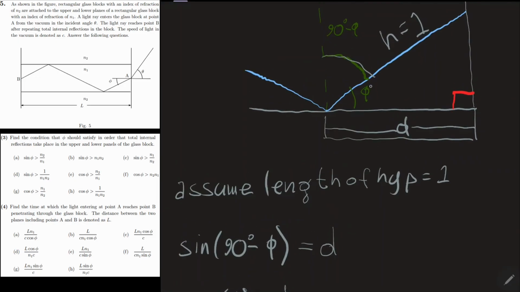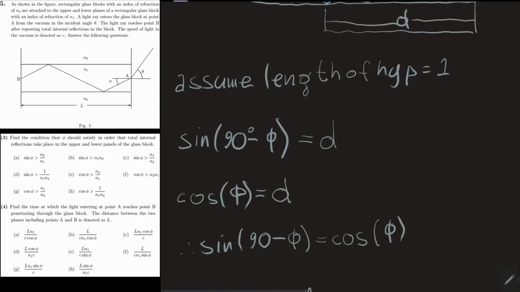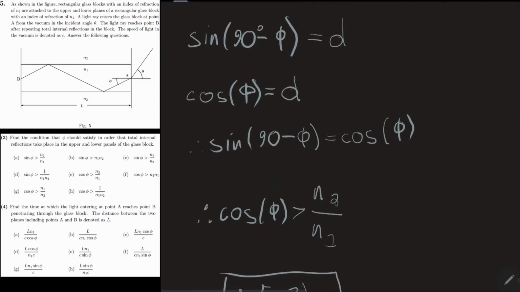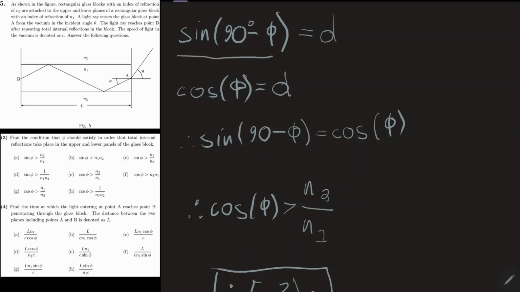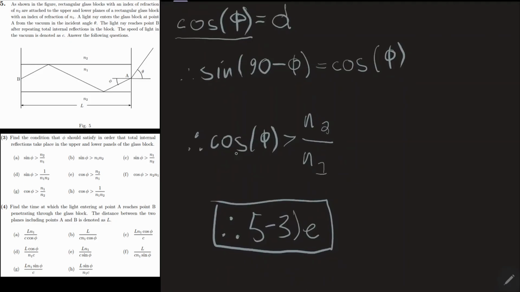And then if we look at this angle right here, and we take the cosine of it, cosine is adjacent over hypotenuse, so adjacent is d, hypotenuse is 1, and so again we have that cosine of phi is just equal to d. And so of course you can see that sine of 90 minus phi is just equal to cosine of phi because they're both equal to d. And so we now have that cosine of phi must be greater than n2 over n1 in order for total internal reflections to take place, and that matches option E.